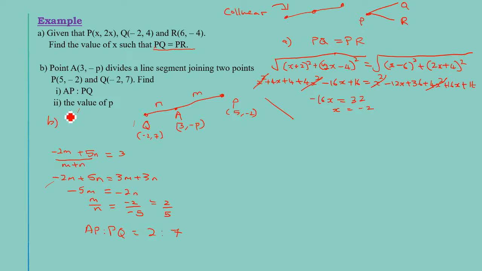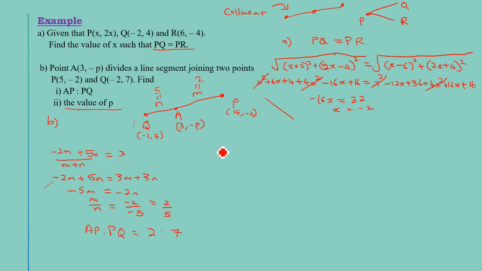The next one they ask you to find is the value of P. That is your Y value. The same way we multiply. Since we already know what M stands for, M is 2 and N is 5. So straight away we can use these numbers.